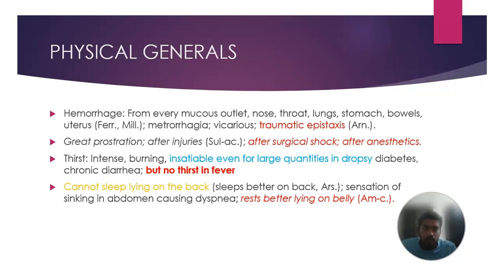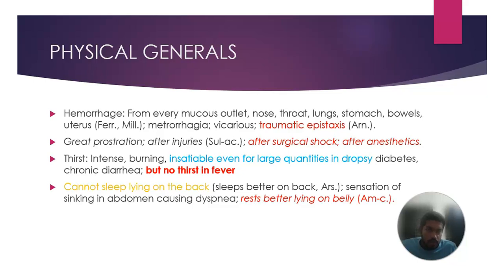Also you have traumatic epistaxis, also seen in Arnica. In trauma we know it is Arnica, and if it's a blow to the head or nose and the patient comes with epistaxis, you can obviously think of Arnica, but along with that you can also add acetic acid to it. As we said, the acid group has prostration, so here again comes great prostration, especially after injuries. Bracket is sulphuric acid, again another acid group. After surgical shock, after anesthetics.